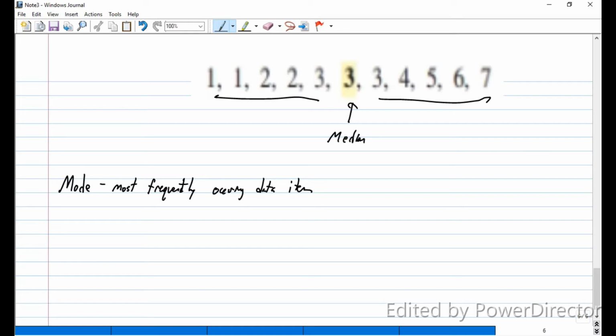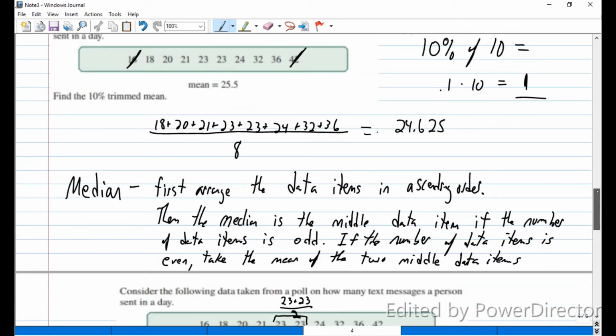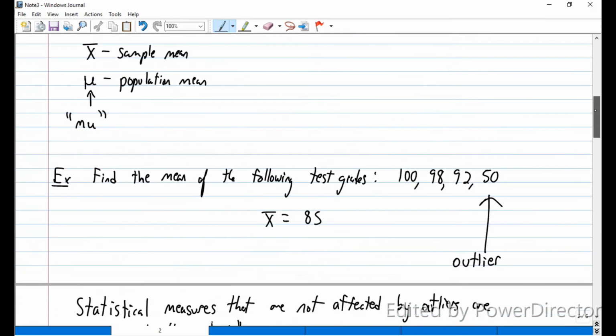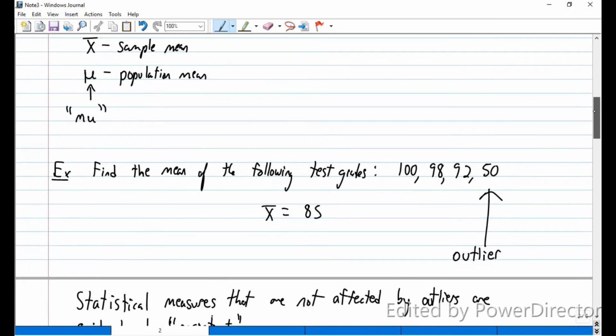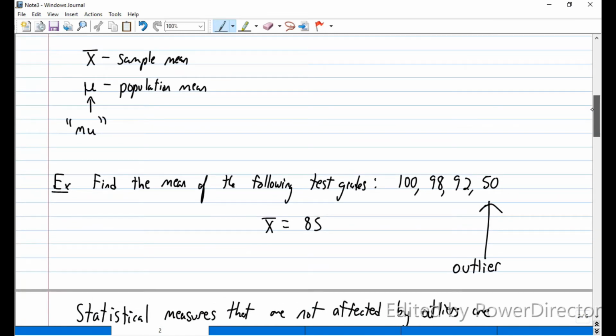Okay? So let's look at this data up here. What's the mode? Yeah, right, there's 3 3s. So the mode equals 3 for that set of data. Again, if you have the same number of data items for 2 different data items, then you can have 2 modes. You can have 3 modes. You can have 4 modes. You can have no mode. Like our test grades up here that we were looking at, those 4 test grades have no mode, because none of the test grades repeat.